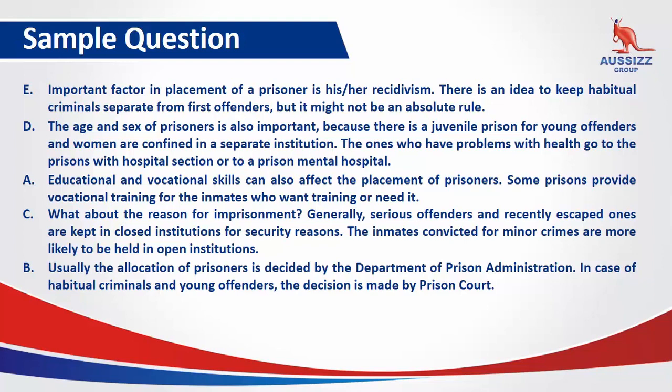Education and vocational skills can also affect the placement of prisoners, since prisons provide vocational training for the inmates who want training or need it. Now you can insert, but what about the reason for imprisonment? Generally, serious offenders and recently escaped ones are kept in closed institutions for security reasons. And then finally, usually the allocations of prisoners are decided by the Department of Prison Administration.